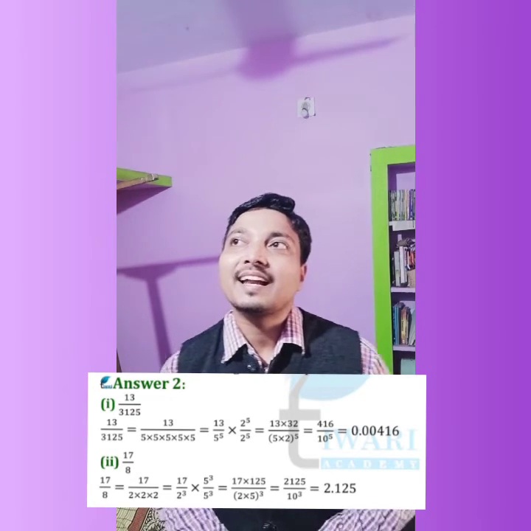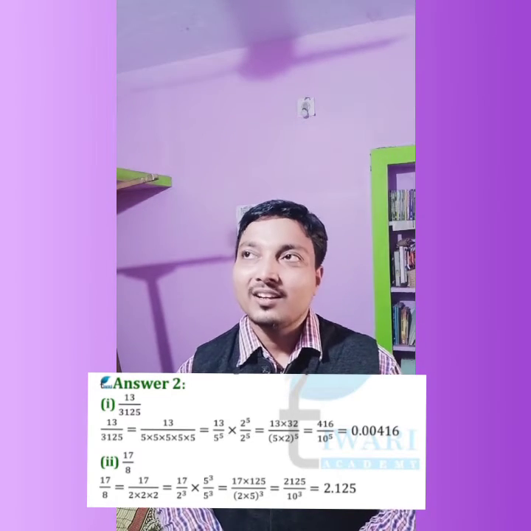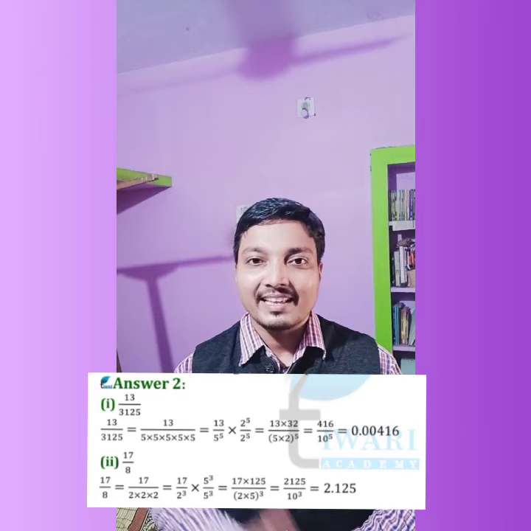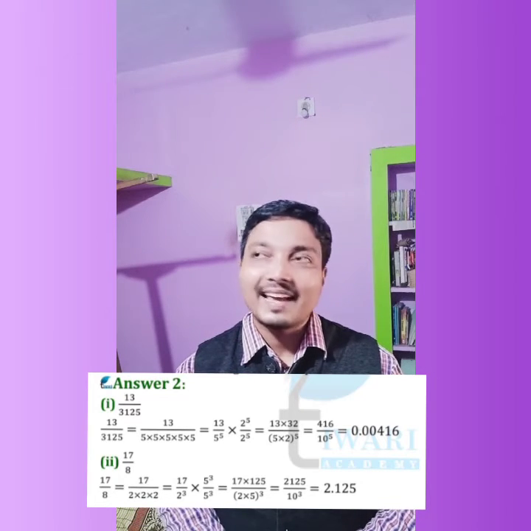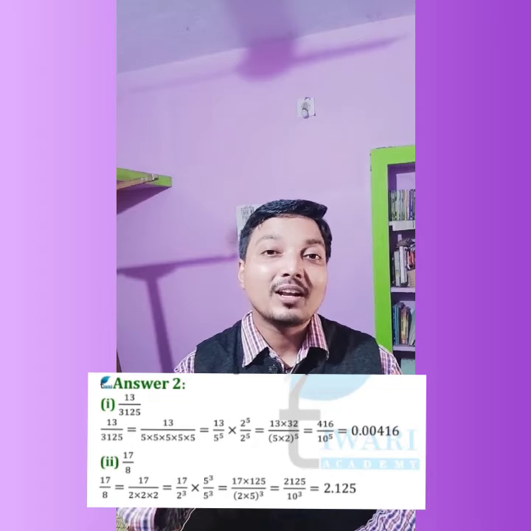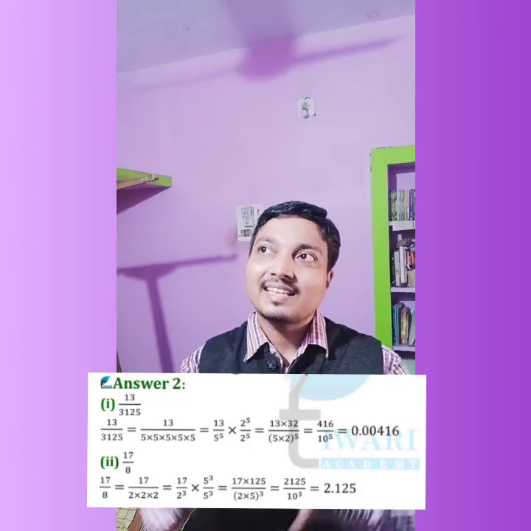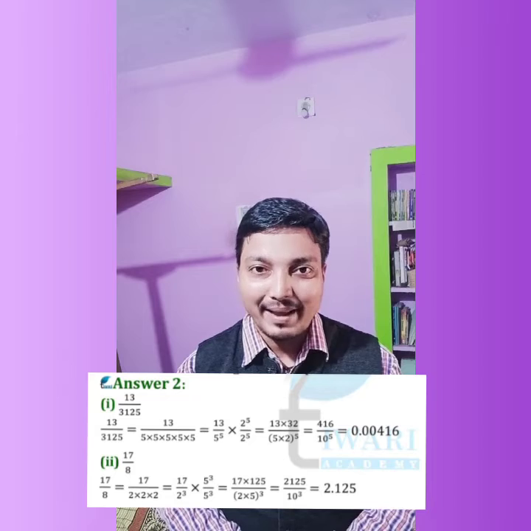Here it is given 13 divided by 5 to the power 5. In the denominator no 2 is there, only 5s are there. It means we will multiply 5 twos, so that the number of 5s and the number of 2s will be balanced. Why we are balancing, I will tell you. The upper one is 2 to the power 5 and the below one is also 2 to the power 5.